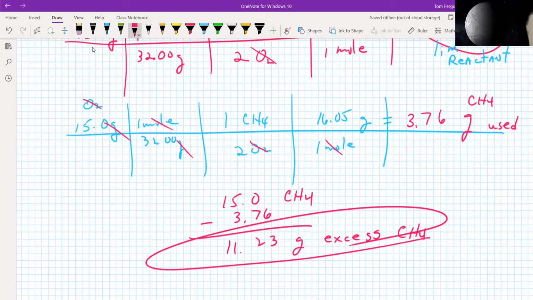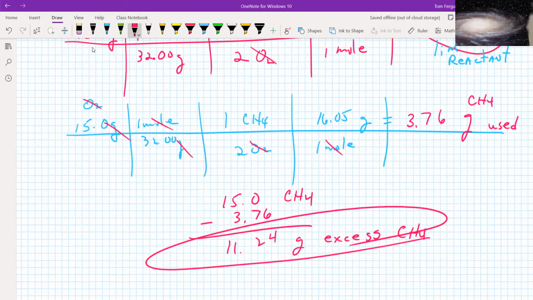So we have a whole bunch of methane left over. So that's a typical limiting reagent problem. 11.24, you're right. That's what happens when you do stuff in your head. I was probably looking at the 7, and so I did 3. Okay, so does this problem make sense?